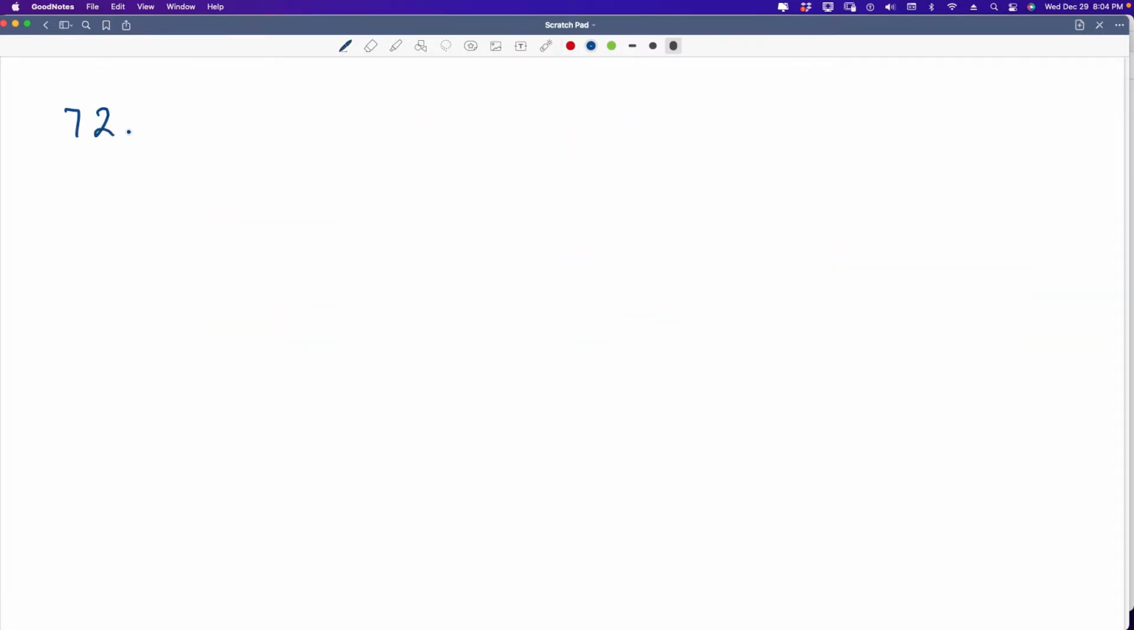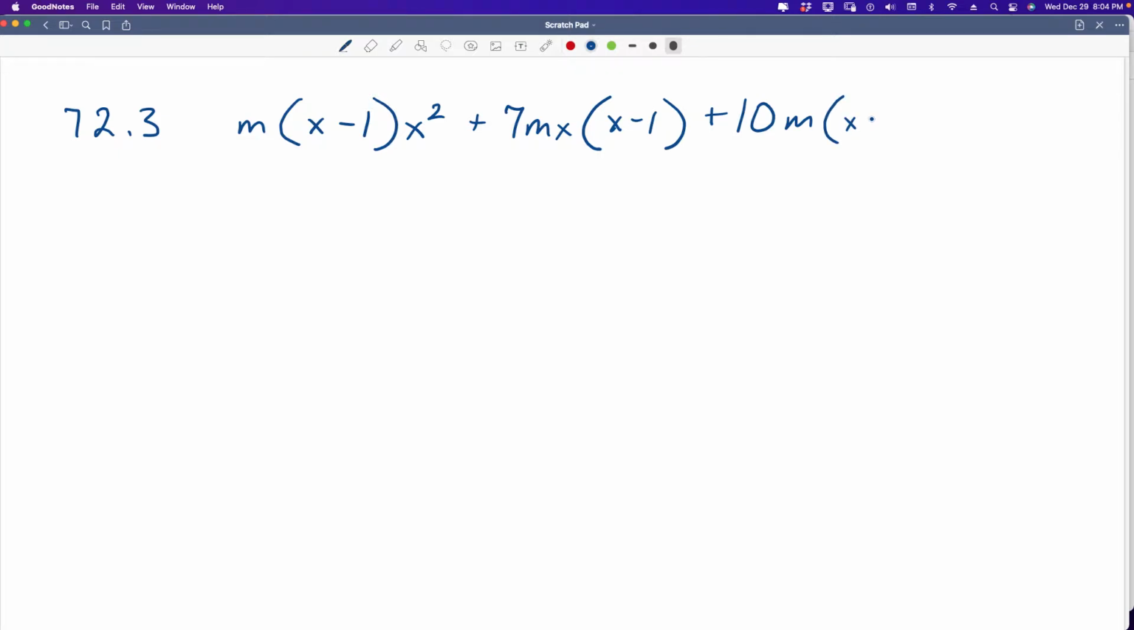So 72.3 is this. Write as I write so that you don't have to pause and write it down later. You can go ahead and get some of it done as you watch the screen. All right, so here's what I would like for you to do. I would like for you to pause the video and solve this problem yourself, and then come back and press play and see if you got the right answer.